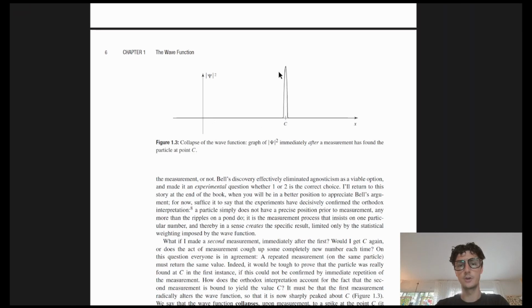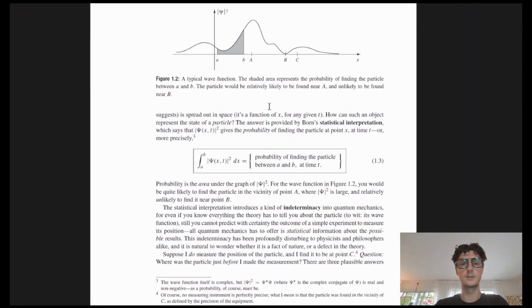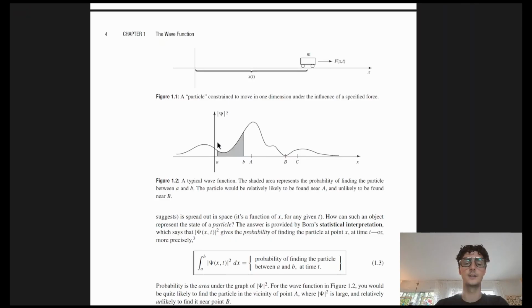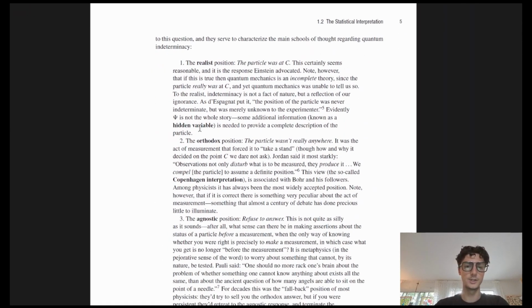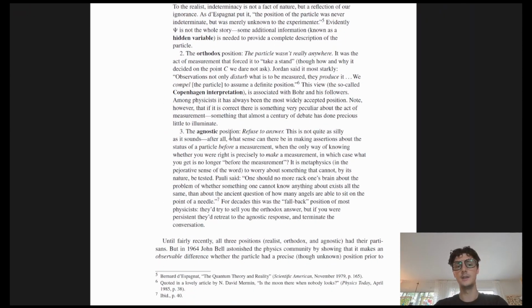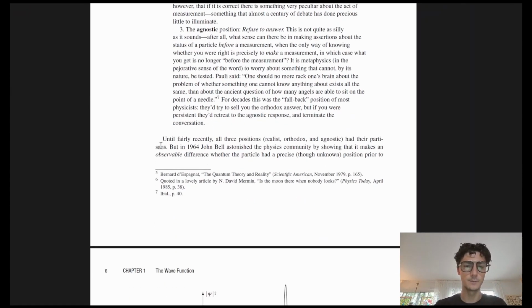After measurement, the wave function becomes this, meaning 100% of the time you measure it, the particle will be found at this location. But before measurement, the particle could be doing something crazy like this. We have no idea. So this is the orthodox position. And the agnostic position is saying, we don't know. All right, let's keep reading.